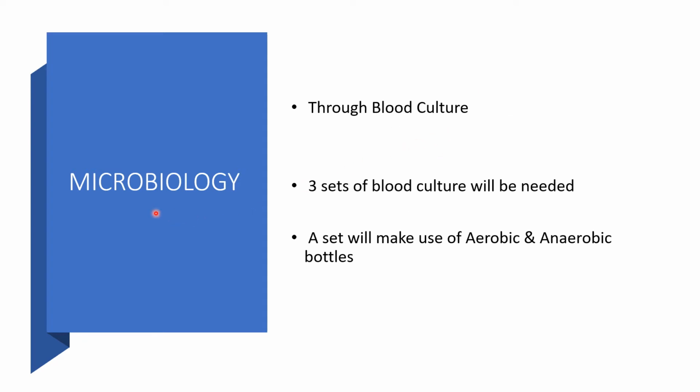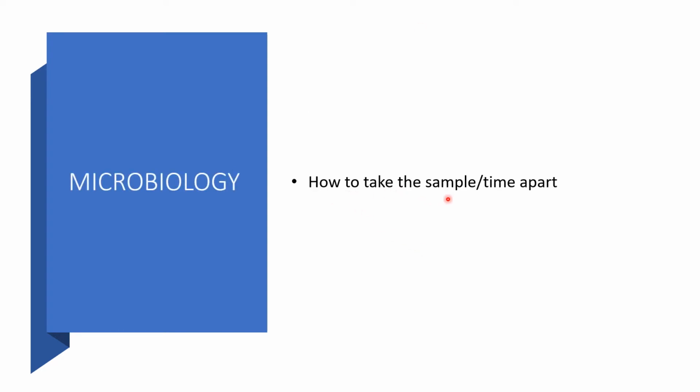Now, let's get to the business proper. Microbiology study here will be through blood culture. Three sets of blood culture will be needed. A set will be of 2 bottles, one for aerobic and the other for anaerobic microorganisms. Now, how to take the sample and the time apart.